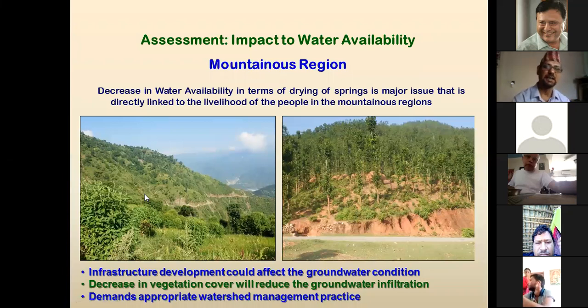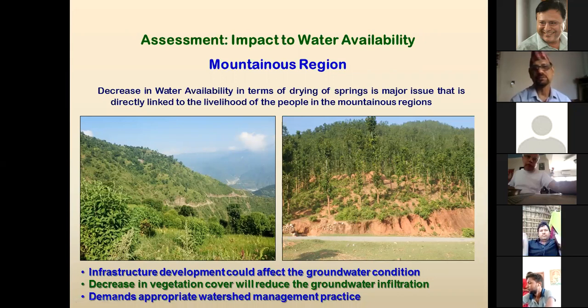If the area is covered, more water will be recharged. If the area is not covered by vegetation, it means it is converted into barren, then less water will be recharged. Therefore, watershed management practice as well as spring shed water management should always go together with the exploitation process.